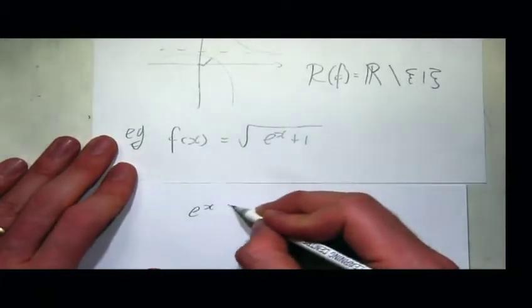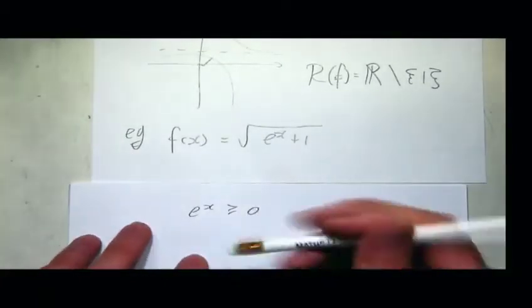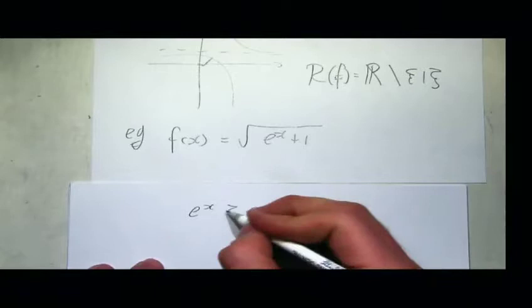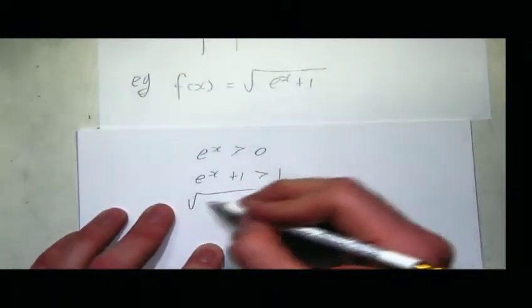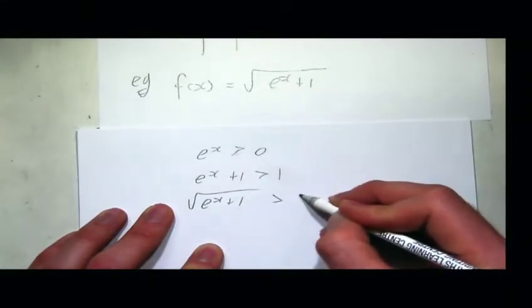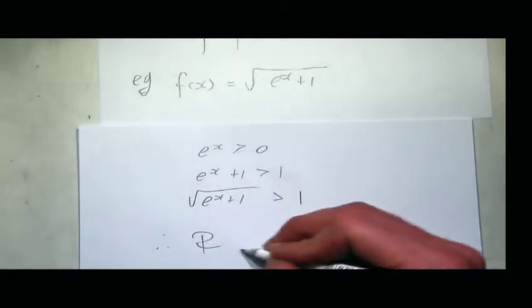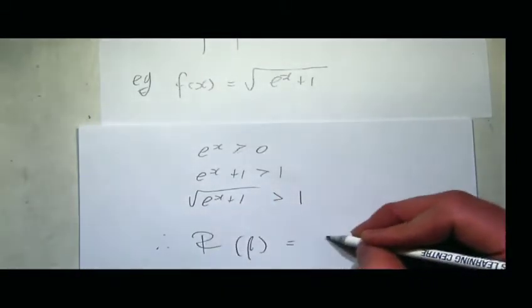e to the x is greater than or equal to 0. It can't actually be 0, it's strictly greater than 0. So e to the x plus 1 has to be greater than 1. So root of e to the x plus 1 has to be greater than root 1, which is 1. So it has to be more than 1. It can't be 1, because there's no x that will make e to the x equal to 0. And presumably if I make x big enough, I can make it as big as I want. Okay, so therefore my range of f is everything more than 1 but not including 1.